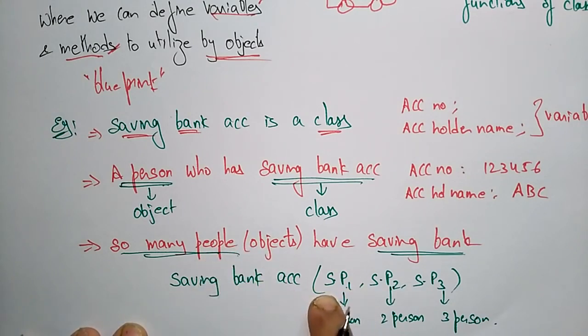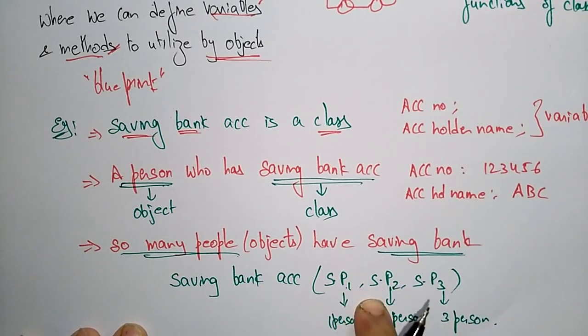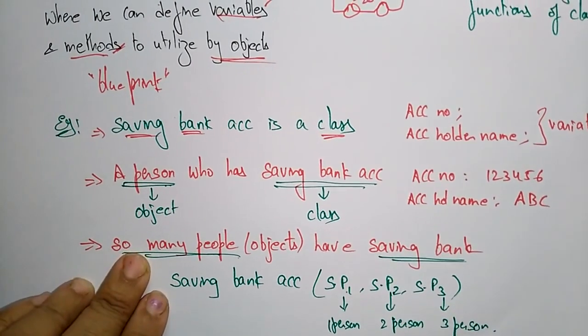You can call it like this: S.P1. So saving bank account is the class, and P1 is the person who has that saving bank account. P2 is a person who accesses the saving bank account. P3 is a person who accesses the saving bank account. Okay, so this is another example.